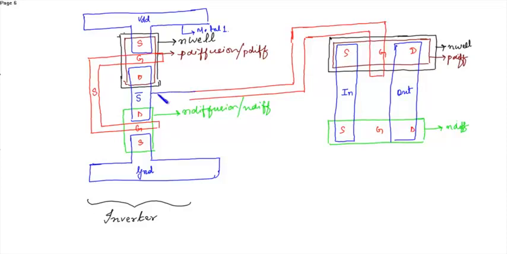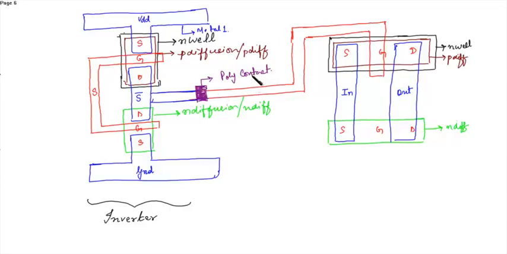So from S bar you'll connect a metal. You can see at this point there is an overlapping between the metal and the poly. So we will place a poly contact. The poly contact is purple in color, so we'll draw it in purple color only. This is the poly contact.